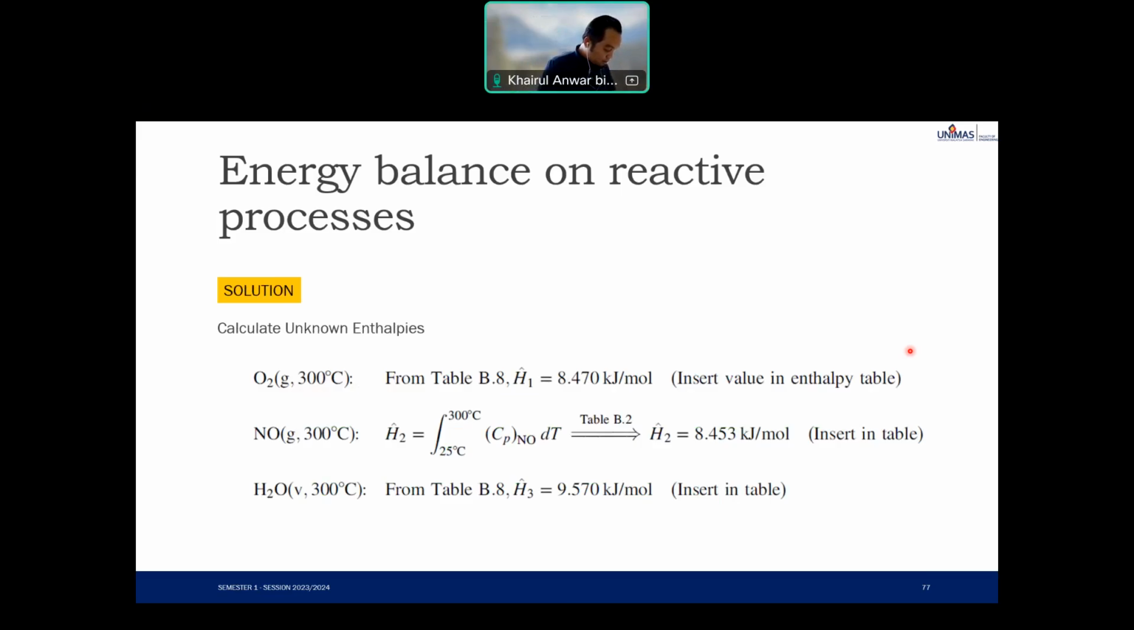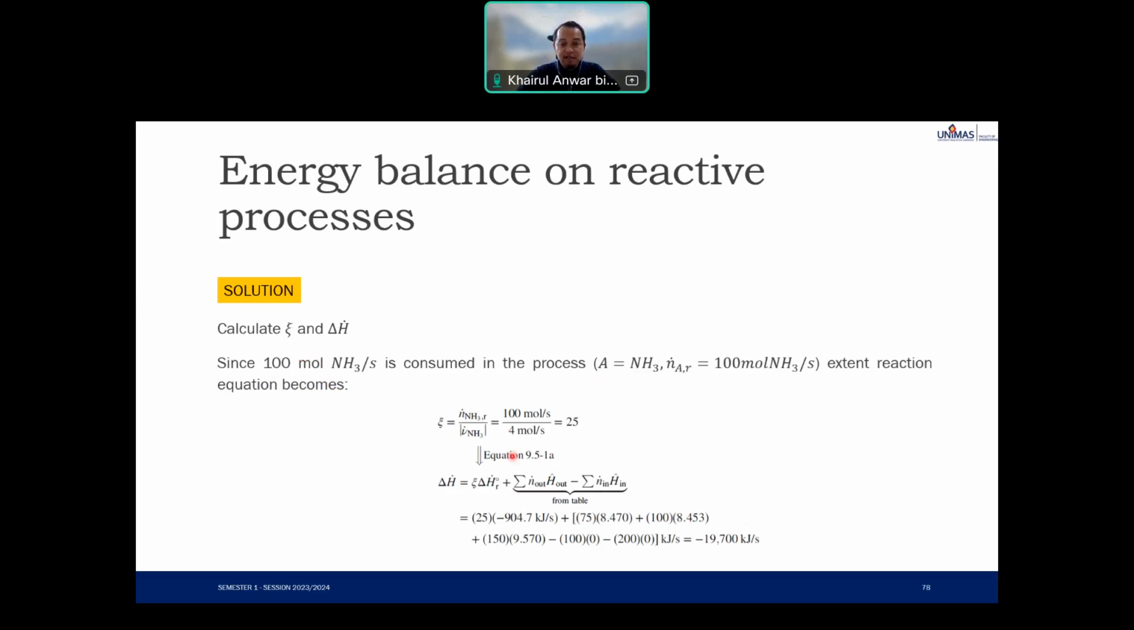NO, nitric oxide. See here, nitric oxide has only one form, the gas form. So in this case, use form one of the equation. Do the integration from 25 to 300 degrees C, so this is 300 minus 25 degrees. Next, for H2O, from table B8.